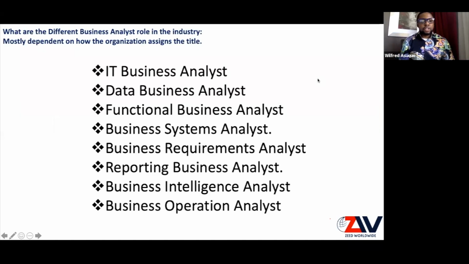So what are the different business analyst roles in the industry? It's mostly dependent on how the organization assigns the title. You have the IT business analyst role, data business analyst, functional business analyst, business systems analyst, business requirements analyst, business reporting analyst, business intelligence analyst, business operation analyst. I'm a business operation analyst currently. They have more, but it all depends on what the organization assigns to the title.